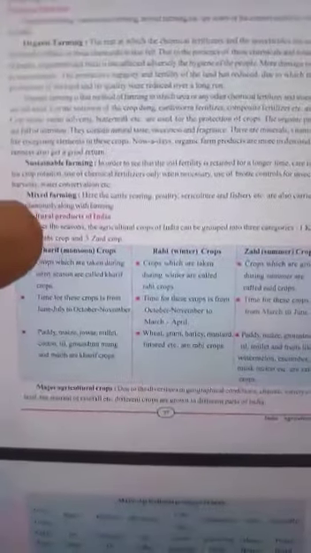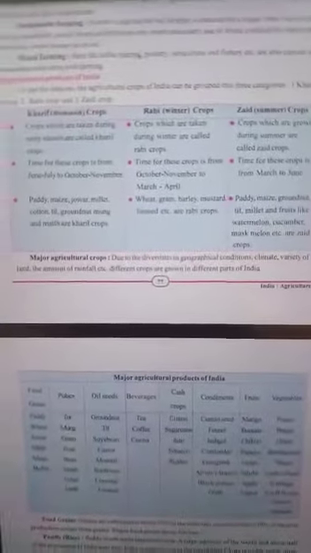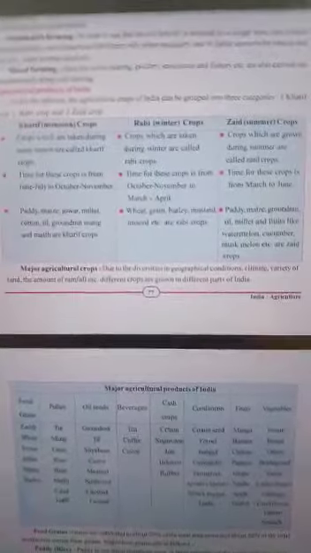Good morning, students. Yesterday we discussed types of farming: subsistence farming, dry farming, wet farming, shifting agriculture, plantation agriculture, and intensive farming. Then we discussed farming methods: organic farming, sustainable farming, and mixed farming. The next thing is very important in this chapter, that is agricultural products of India.